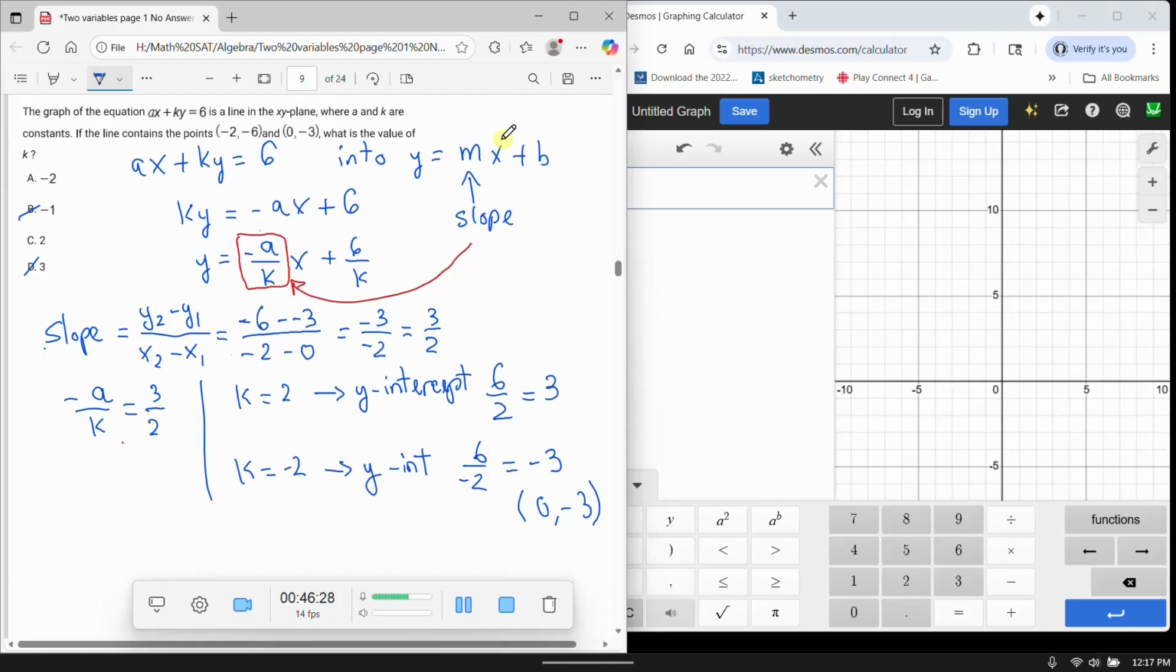So this needs to be the answer, because if we choose k equal to 2, then the y-intercept is 3, and we don't have those 2 points from the question. So the answer is k equal -2. So for this question, at the end we have two different choices, but then we have to look at what point was given to us before we can decide which is the correct k.